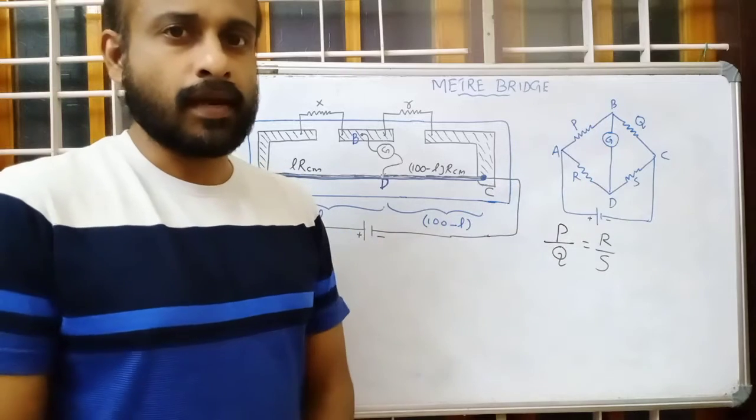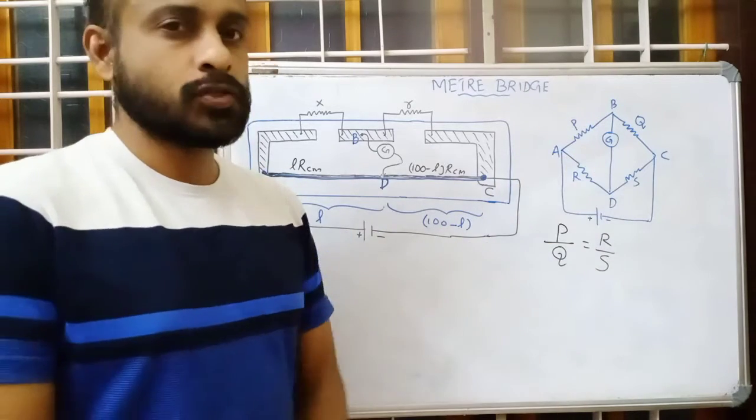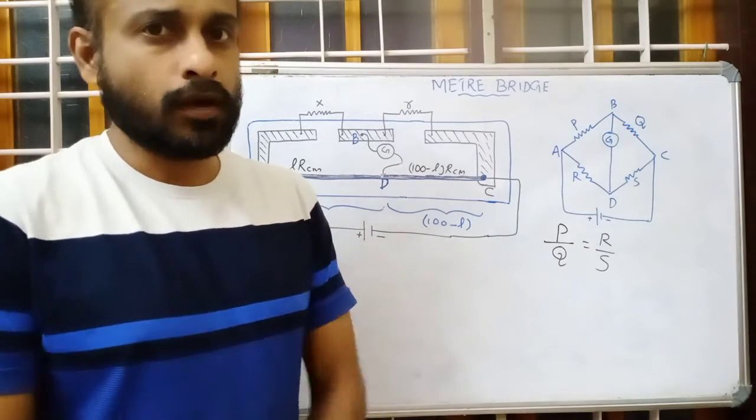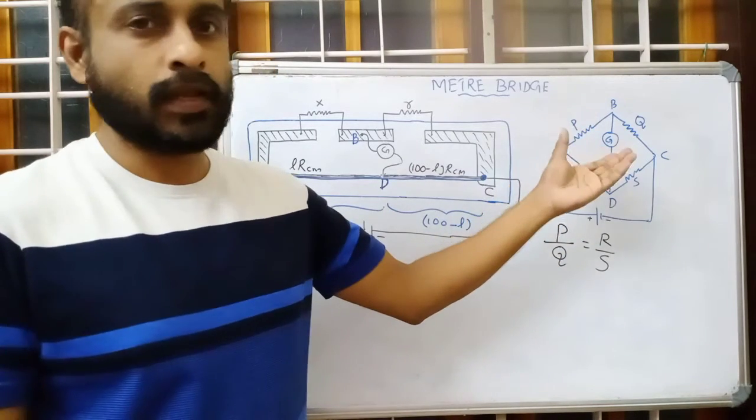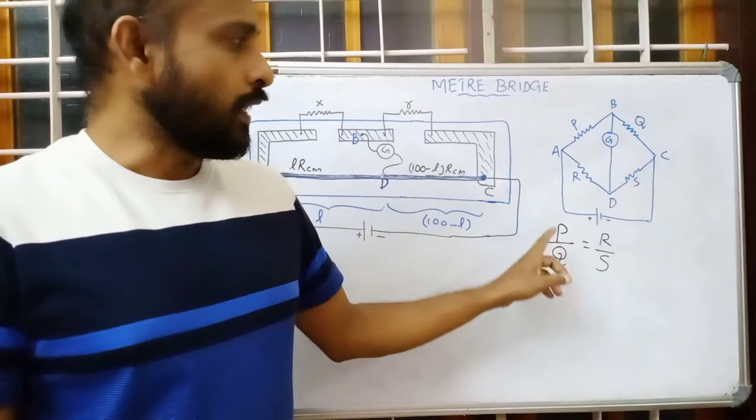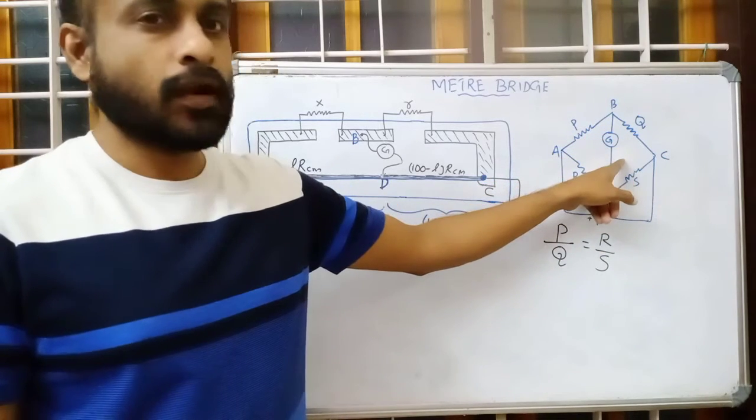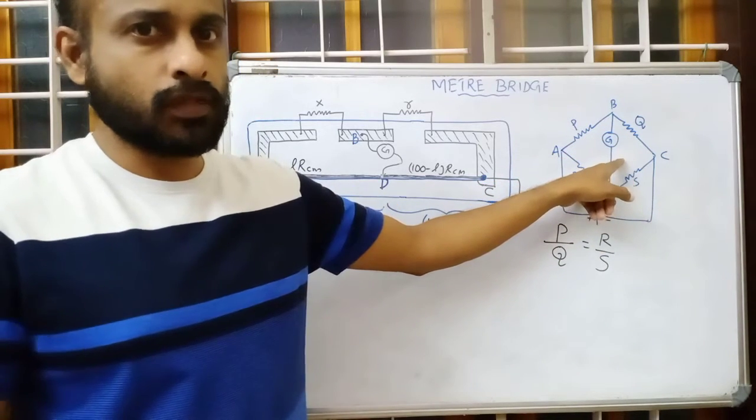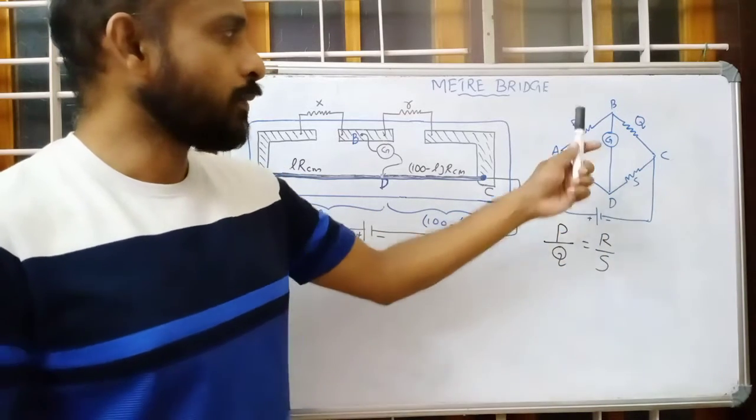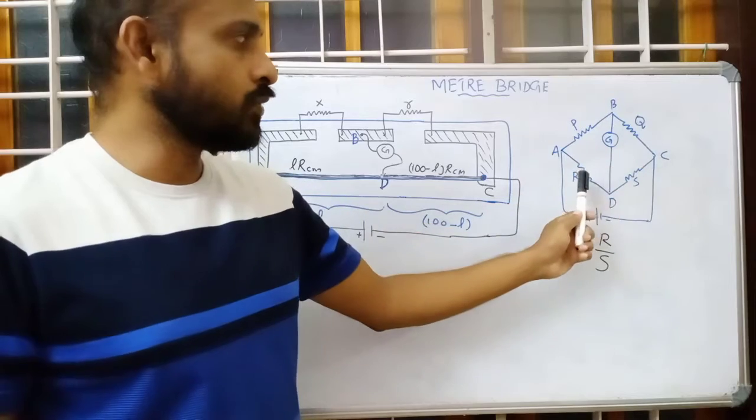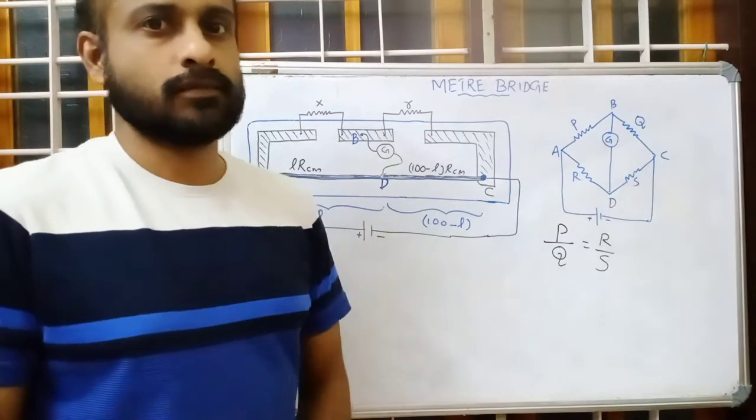When the bridge is balanced, the galvanometer will not show any deflection, meaning that no current flows through the galvanometer. That is the balancing condition for a Wheatstone's bridge. For no current to pass through the galvanometer, there should be a particular ratio for the resistors. What's the ratio? P by Q is equal to R by S, meaning P divided by Q is equal to R divided by S.